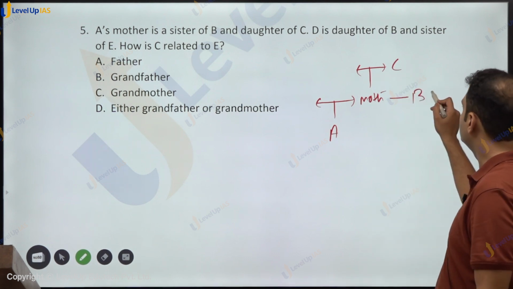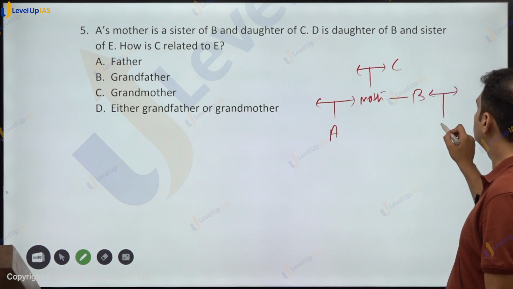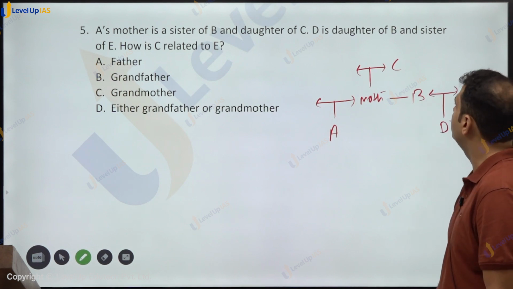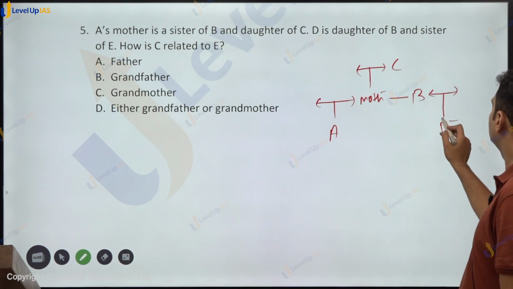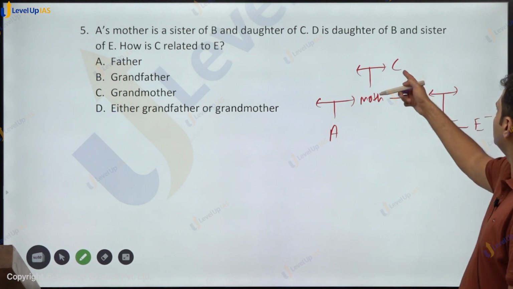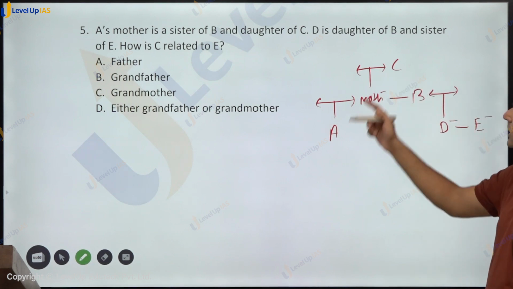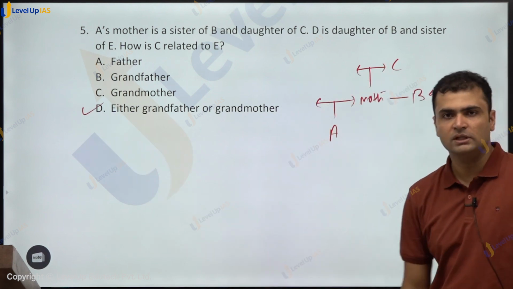D is daughter of B. So here is D. D is daughter of B and sister of E. How is C related to E? C would be either grandfather or grandmother because we don't know gender of C. That would be the answer.